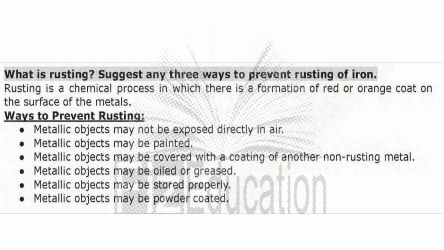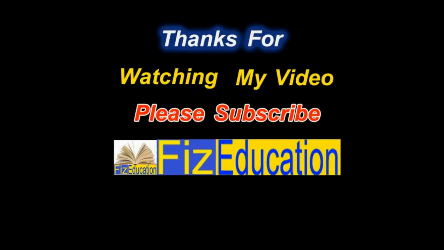Metallic objects may not be exposed directly in air. Metallic objects may be painted. Metallic objects may be covered with a coating of another non-rusting metal. Metallic objects may be oiled or greased. Metallic objects may be stored properly. Metallic objects may be powder coated.